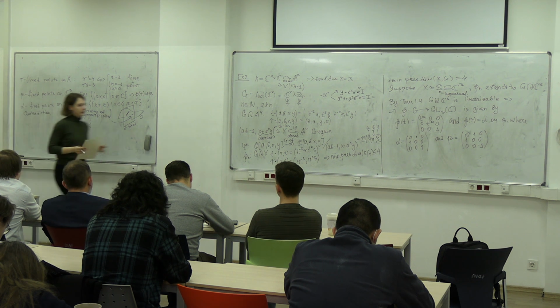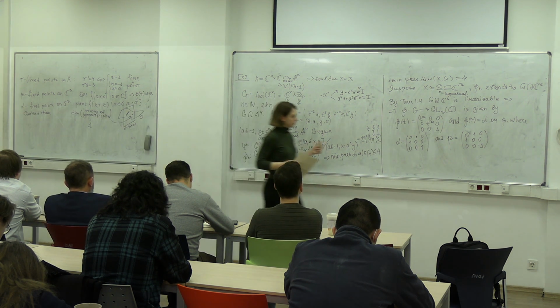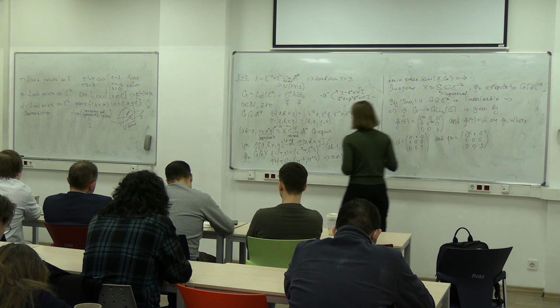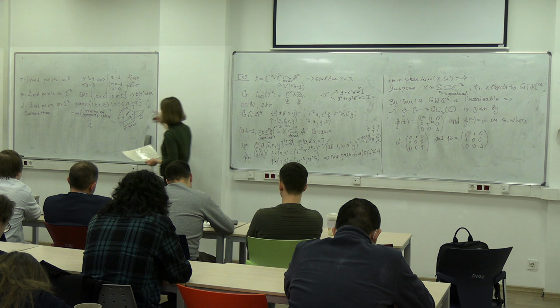So we see that we have just two cases where rho tau is alpha or beta, and we have a contradiction in each of these cases.